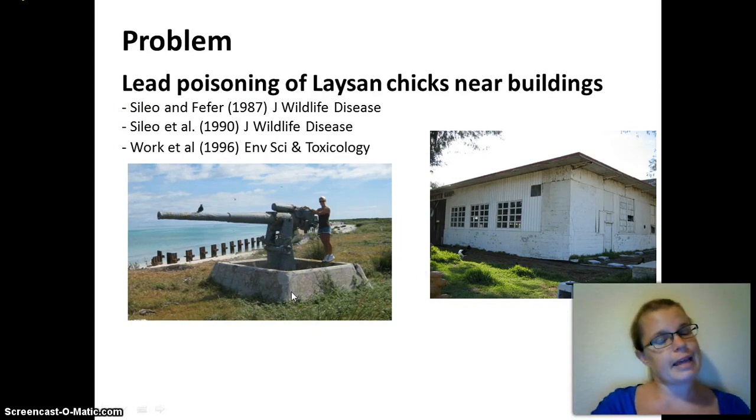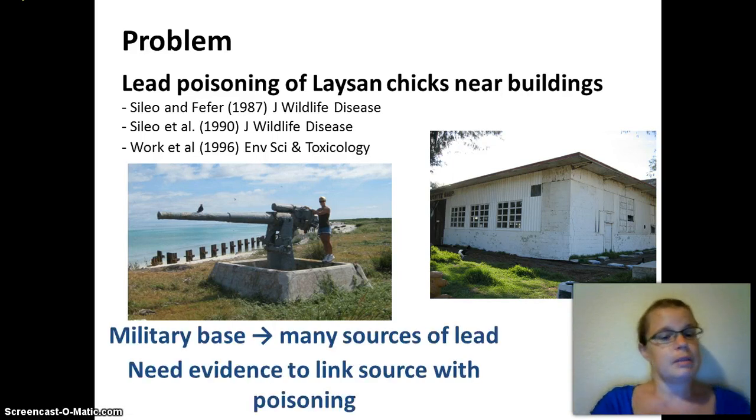As I mentioned, Midway was a military base throughout World War II and the Cold War, so from the 1940s up until the mid-1990s. And there's a lot of lead around for various reasons: munitions, lead paint on buildings, lead in the soil, all kinds of different things. Researchers back in around 1990 realized that there was this problem with droop wing syndrome, and they attributed it to lead poisoning. But they weren't sure where the lead was coming from. It's a military base, there are lots of sources of lead, so we need evidence to link the source with the actual poisoning so that managers can actually do something about it.